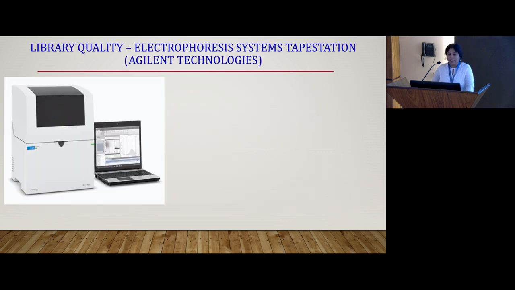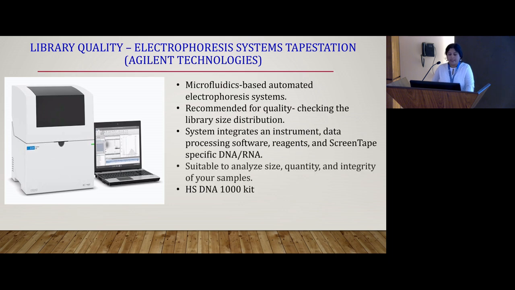The other method is an electrophoresis system such as a Bioanalyzer or TapeStation. The TapeStation is the advanced version of the Bioanalyzer. It is a microfluidic based automatic electrophoresis system. It is usually recommended to check the quality of your library, that is, checking the library size distribution.